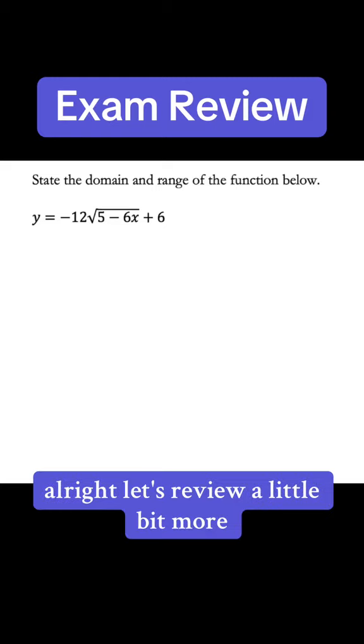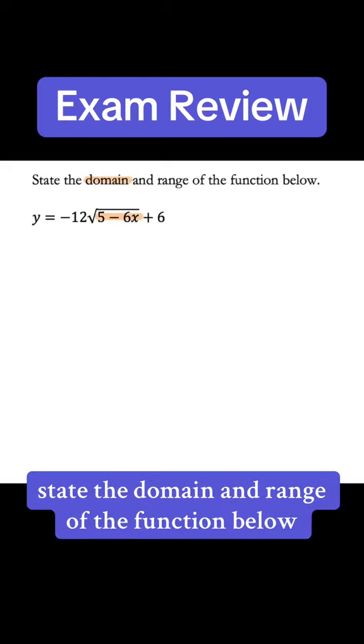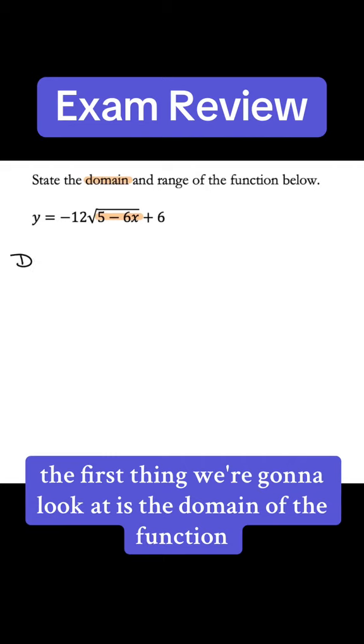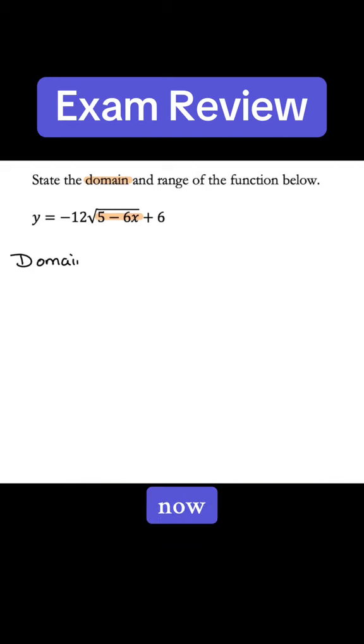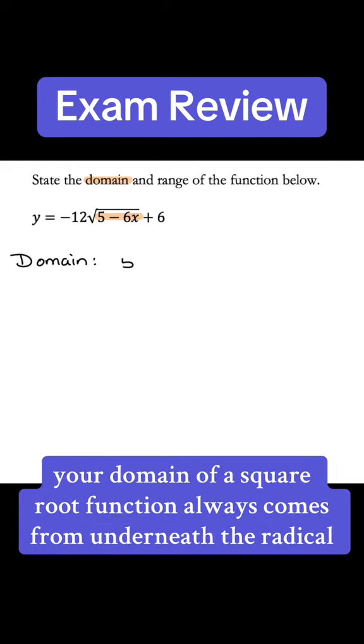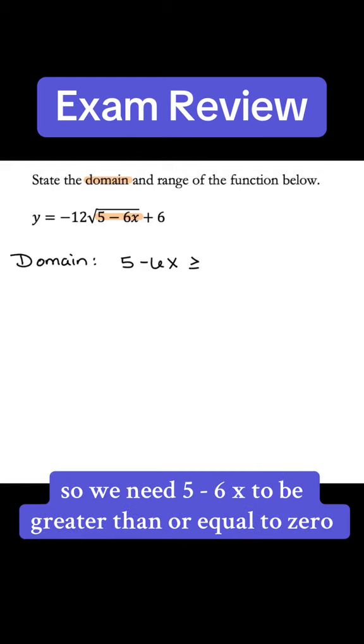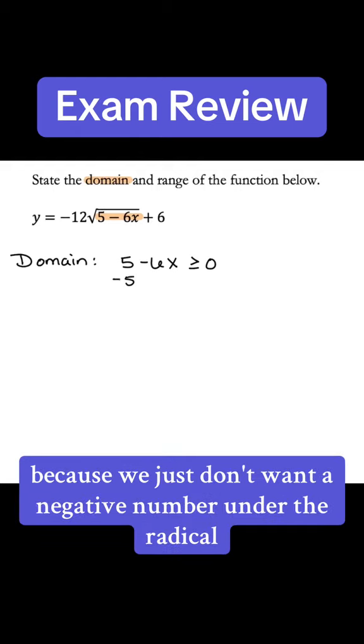All right, let's review a little bit more. State the domain and range of the function below. The first thing we're going to look at is the domain of the function. Now, your domain of a square root function always comes from underneath the radical. So we need 5 minus 6x to be greater than or equal to 0 because we just don't want a negative number under the radical.